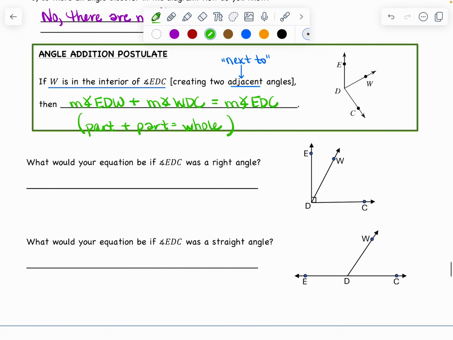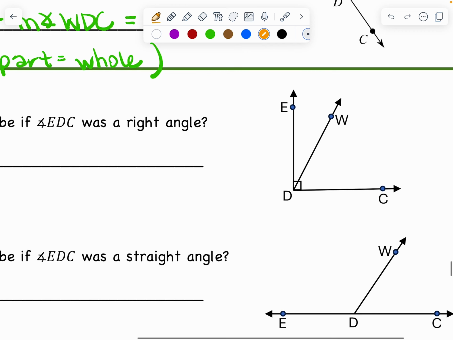Now you'll notice on the bottom of the page here, I still have angle EDC with W in the interior for both of these. Here's straight angle with W in the interior. But these are pictures where you need to take notice because there is a clue that you need to find. And clearly on this one, our clue is that it is a right angle. And you have to pick up on that.